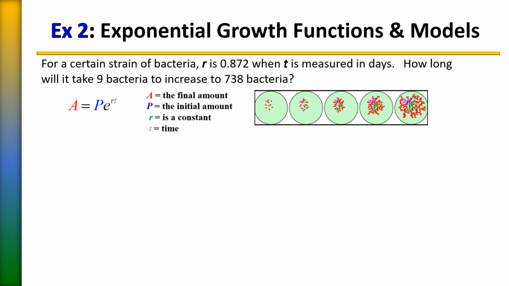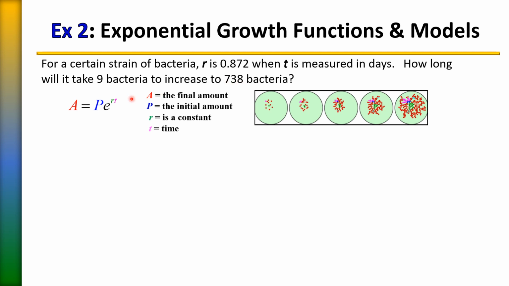So currently the bacteria count is at 9, and then it's asking how long will it take for the bacteria count to reach 738. So we're going to go ahead and plug in the values we know so that we can determine the exact amount of time it will take for that type of growth. So here the amount is the future amount. Remember, A is the future amount. So that's going to be the 738.